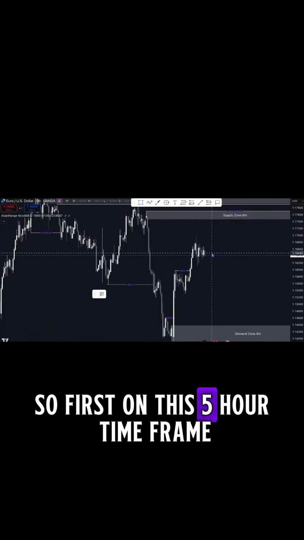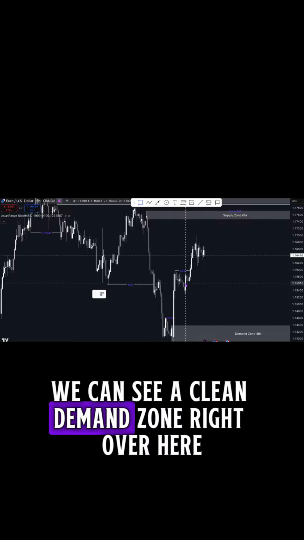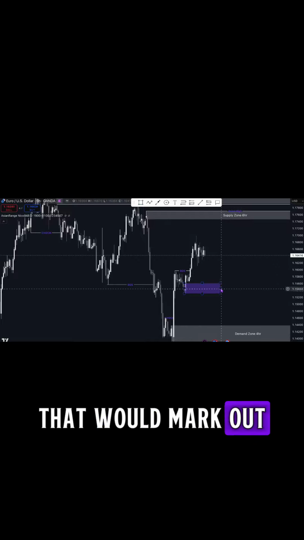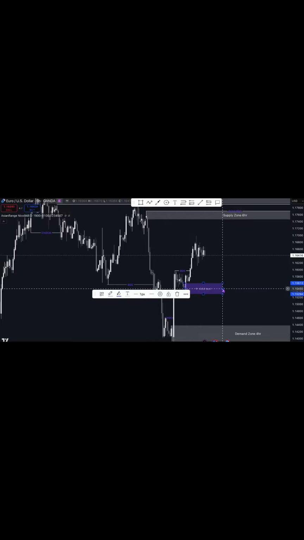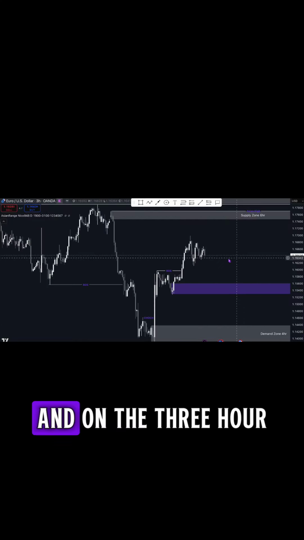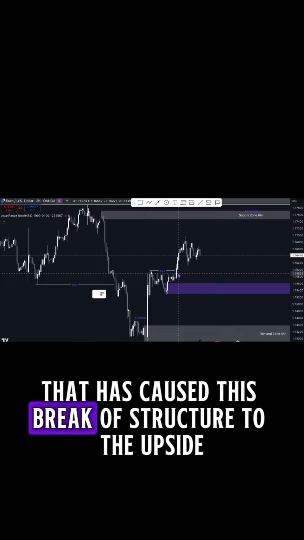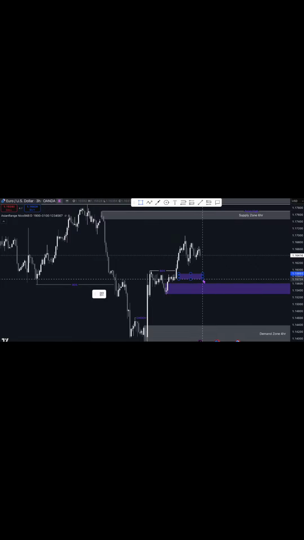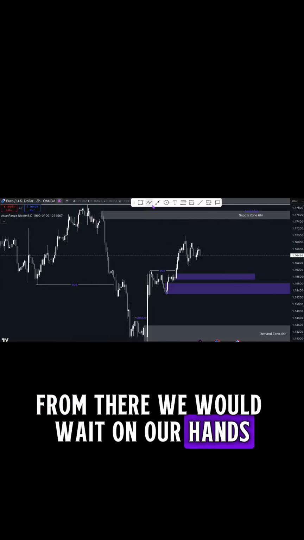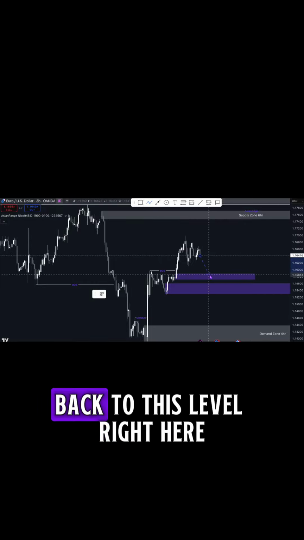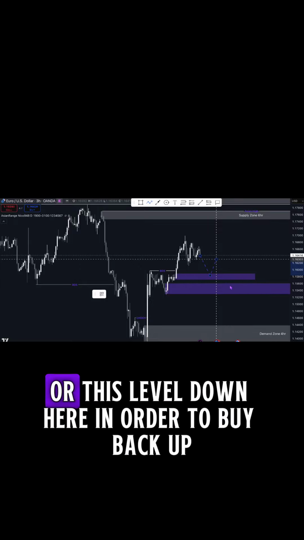So first, on this 5-hour time frame, we can see a clean demand zone right over here that I would mark out. And on the 3-hour, we can see another demand zone right here that has caused this break of structure to the upside. From there, we would wait on our hands and wait for price to retrace back to this level right here or this level down here in order to buy back up.